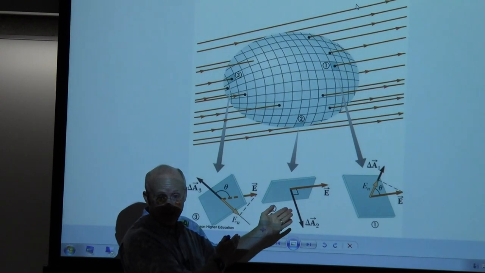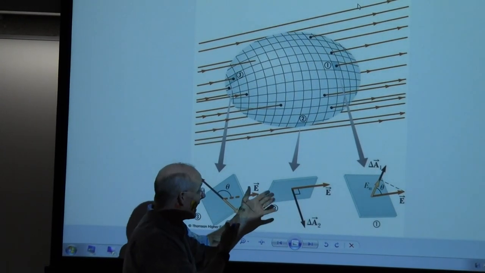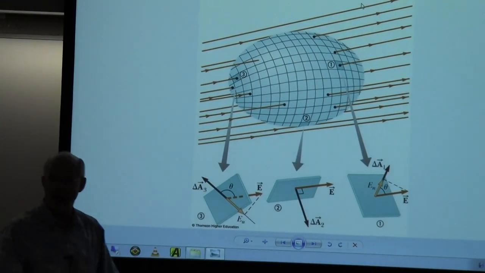What's cosine of 90 degrees? Zero. How much flux do you get here? Zero. And you can see that electric field line is not going through the surface, it's kind of brushing it on the side there.